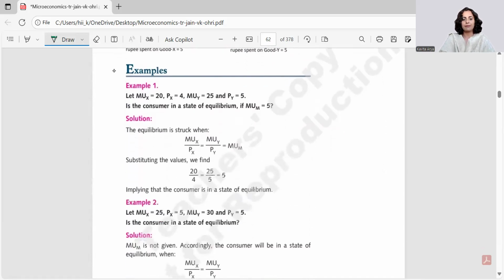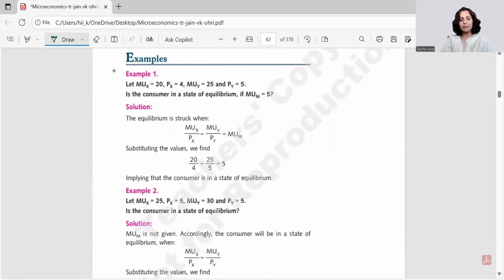So, see. MUX is 20, PX is 4. MUY is 25, PY is 5. Is the consumer in a state of equilibrium if MUM is 5? You put in all the values and you get 5 5s are 25, 4 5s are 20. Exactly. So all the things are good to go. So yes, he is in a state of equilibrium.